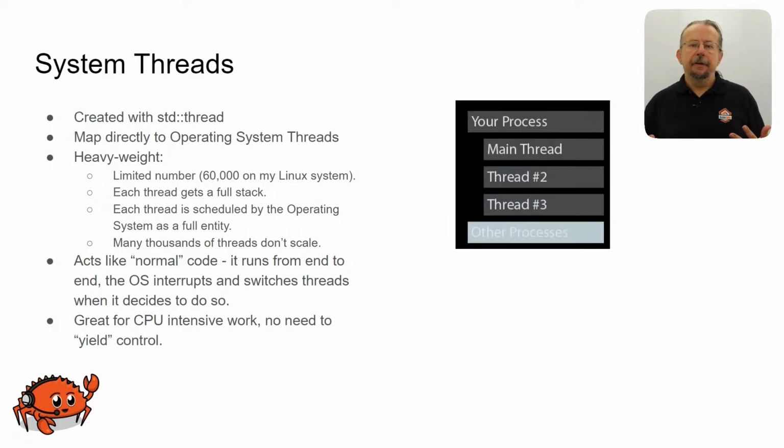And so when you create a thread with std::thread and use the spawn function or the thread builder, you're creating an operating system thread. You're calling into the operating system. You're telling it, I want a new thread. It makes a new stack. It links you to the memory space of the program. It's pretty heavyweight. Your stack can be quite large. You're limited in the number you can have.